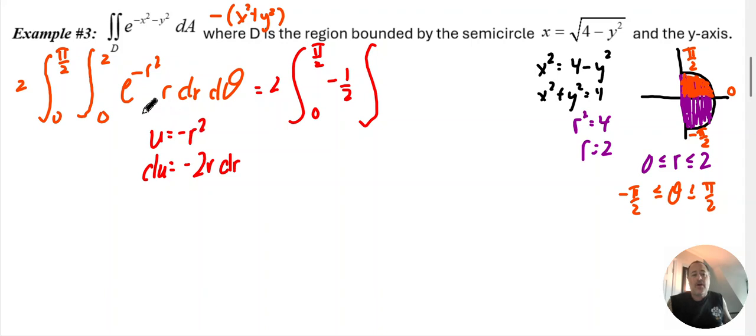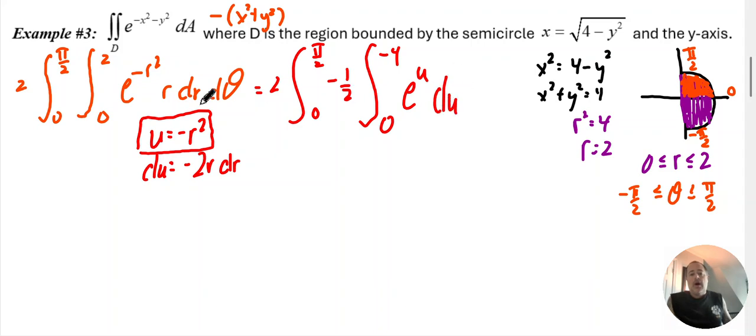So when we have r equaling 0 right here, this again is what I call the bridge step. This bridges our u to our r. So when r equals 0, then u is also going to be 0. And then when r is equal to 2, our u is going to be negative 4. And so we're going to go ahead and now make this e to the u. Our r dr is our du, and then we have our d theta.